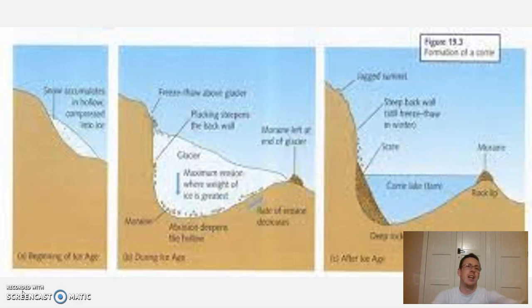Now, this diagram has turned out terribly. As you guys can see, it just didn't cope well with being blown up, but you do have smaller copies of this in your notes that you can refer to.